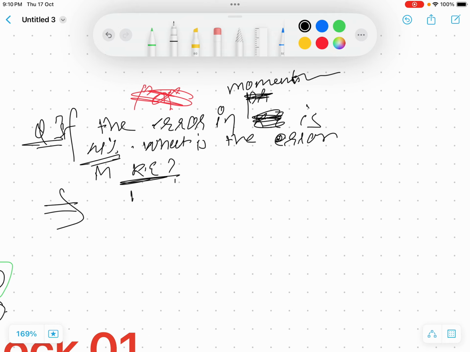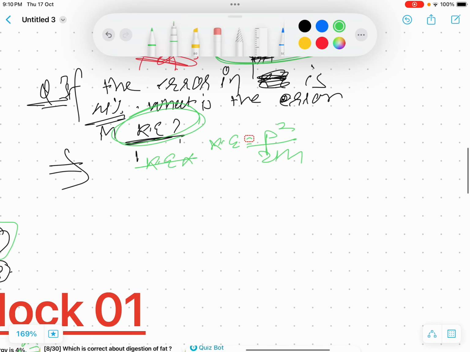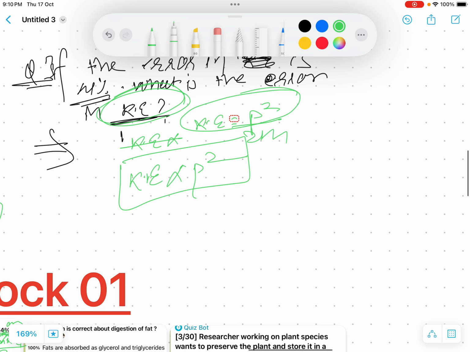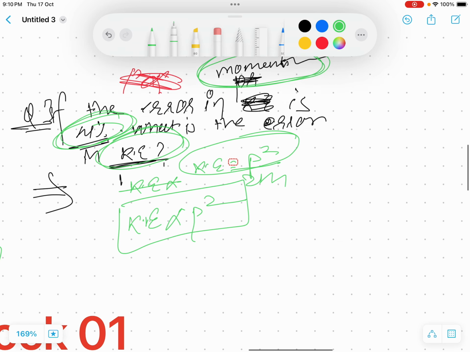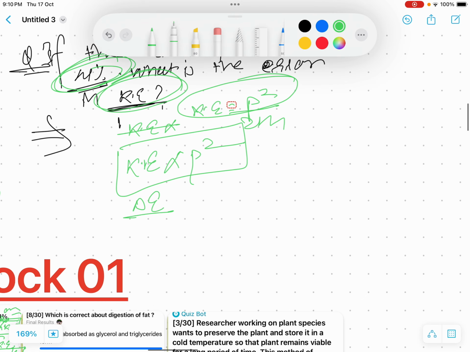So simply we find the relation. We establish the formula between kinetic energy and momentum. What do we know? Kinetic energy equals P square by 2m. So now we discover the proportionality with momentum. Kinetic energy is directly proportional to P square. Now we get the relation. Now the question says the error in momentum is 4%.